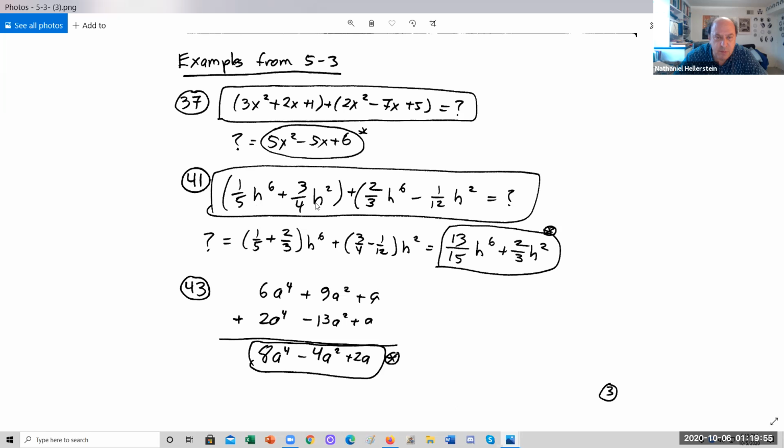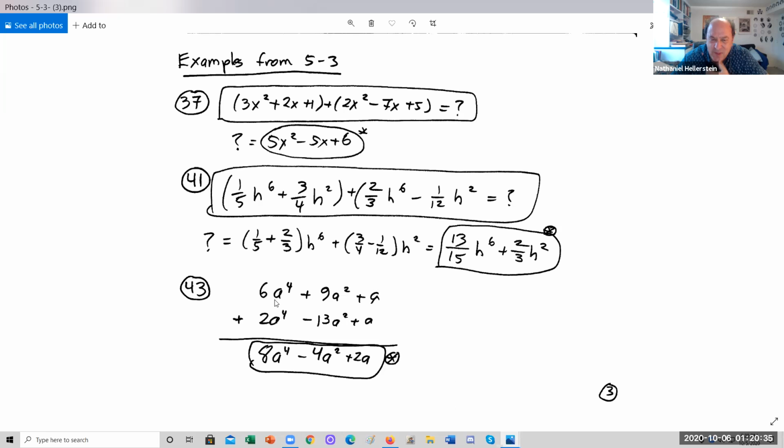1/5 h to the 6 plus 3/4 h squared, plus 2/3 h to the 6 minus 1/12 h squared. I need to put parentheses. All right. There are h to the 6 terms here and here. You add the coefficients, 1/5 plus 2/3. There are h squared terms here. You add the coefficients, 3/4 minus 1/12. I could go through the whole thing, but I admit what I did was I just ran to my calculator that had a fraction key. So here we go. I got 13/15 h to the 6 plus 2/3 h squared.